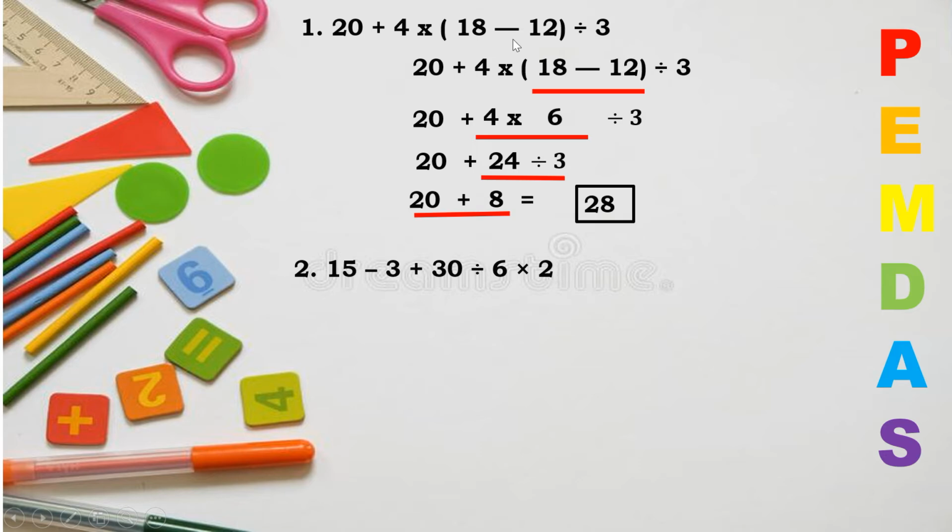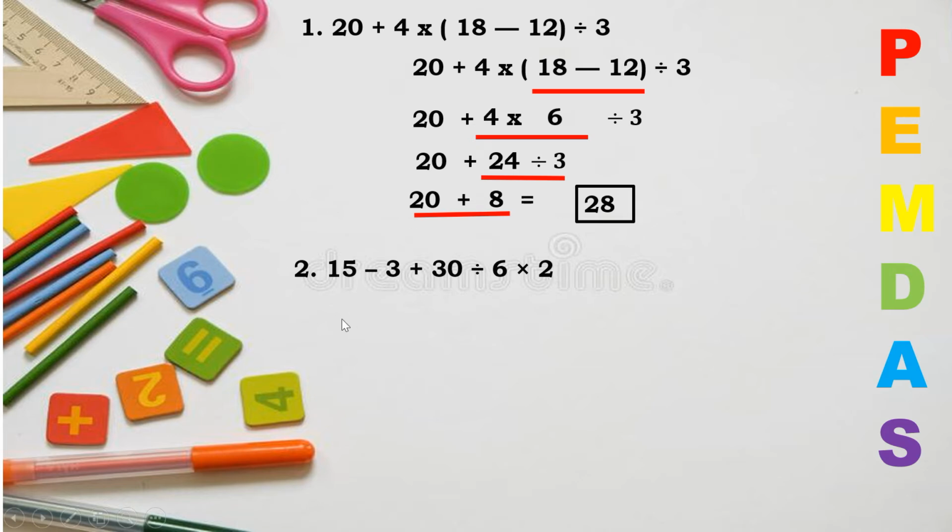So, yung parenthesis muna. Then, after ng parenthesis, pag nawala na yung parenthesis, perform the multiplication. Okay? Then, division. Then, lastly, the addition. Next, 15 minus 3 plus 30 divided by 6 times 2.